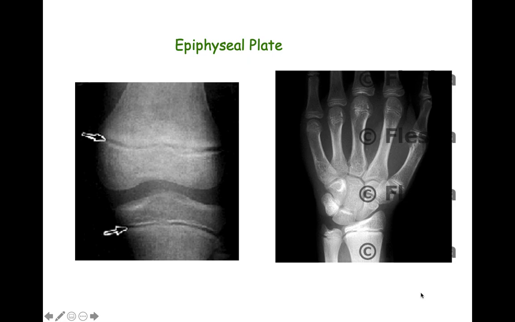One of the first things the doctor's going to do is do an x-ray of one of the long bones or a couple of the long bones to see if the epiphyseal plate is in place. Because as we said in the previous lecture, as long as the epiphyseal plate, that gap as we see in these x-rays, is present, the individual has the ability to grow.